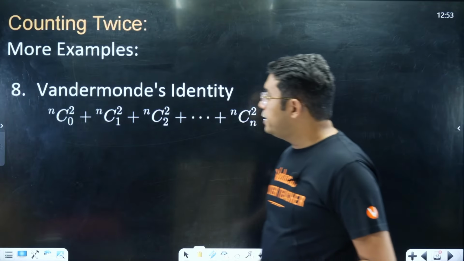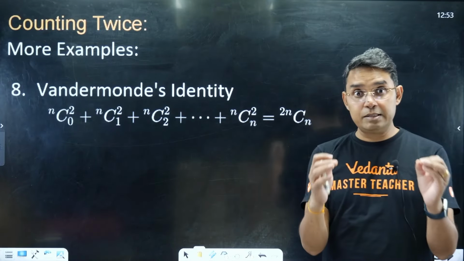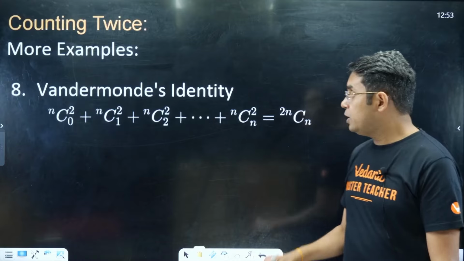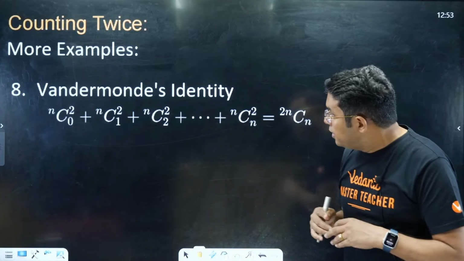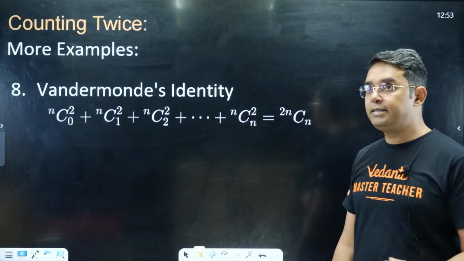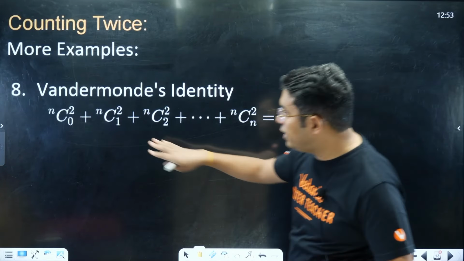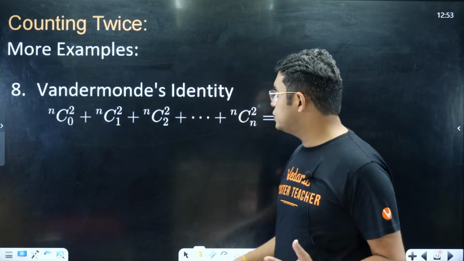Now this identity, Vandermonde's identity, is a very famous identity, you must remember it. It will be very good to know that this can also be done by counting twice. How? Let's see. On the right hand side we have 2nCn, and here we have nC0 square, nC1 square, and so on.